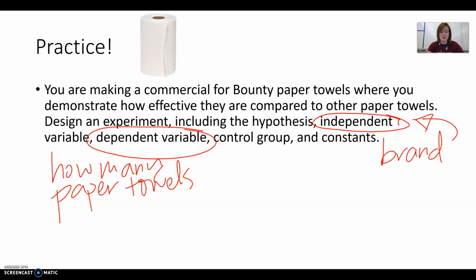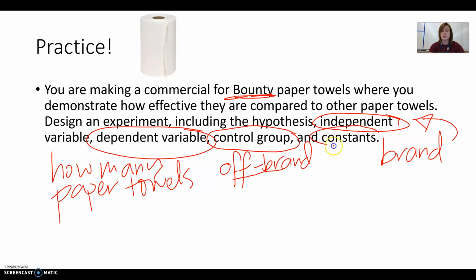How many paper towels? And then the control group, remember that's the original unchanged group that's like normal, right? So in this case, actually it's gonna be the off-brand paper towels that is the control group because we already know how those work. We're trying to find out about Bounty, right? We're gonna compare Bounty to what we usually use, which is the off-brand, okay?